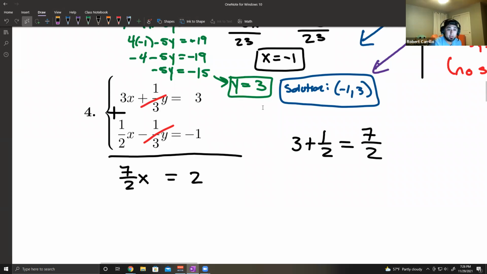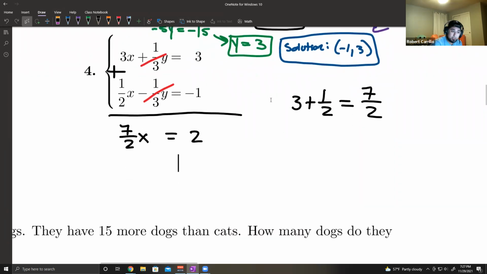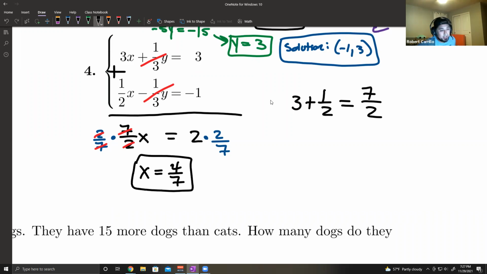Okay, now I could divide by 7/2 or multiply both sides by the reciprocal, whatever you want to do. I think it's just easier to multiply by the reciprocal on both sides. So we multiply both sides by 2/7. And on the left side, cancel, cancel, cancel, cancel, and we get left with x. And on the right side, we get left with 4/7. Nasty fractions.